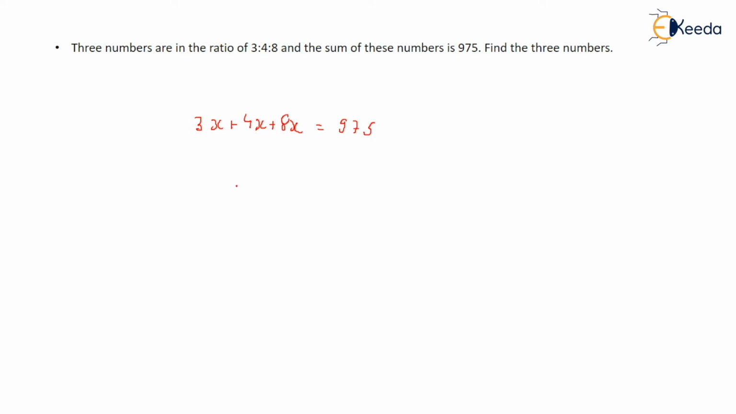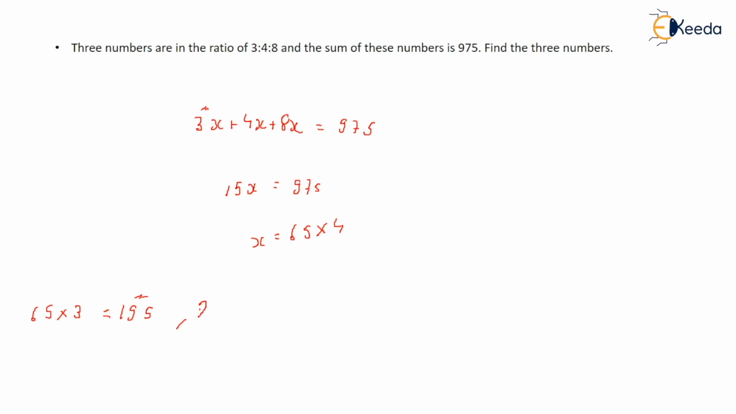3 plus 4 plus 8 comes out to be 15x equal to 975. So you have to divide 975 by 15. After doing this, you will get the value of x, that is 65. Now you can simply put the value here and find the three numbers. So 65 into 3 comes out to be 195. The first number is 195. The second number is 4x, so 65 into 4.